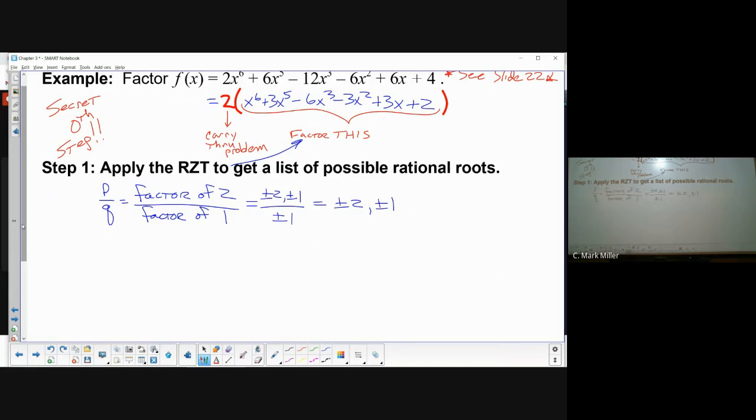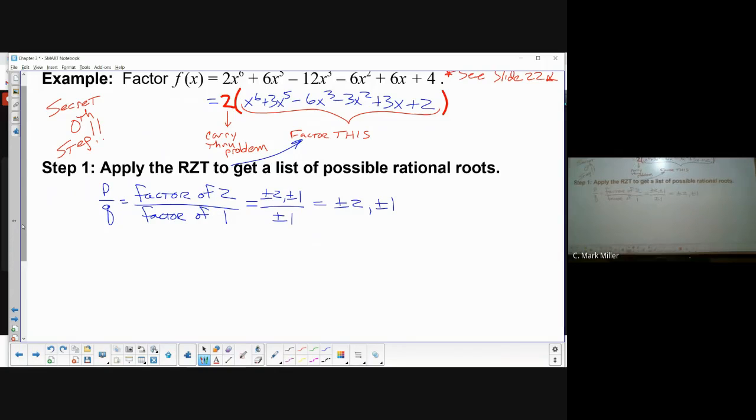Now, let me just show you something. Well, first of all, are there any questions how we got this plus or minus 2, plus or minus 1? You took the factors of the constant term, plus or minus 2, plus or minus 1, divided by the factors of 1, which is plus or minus 1. Right?